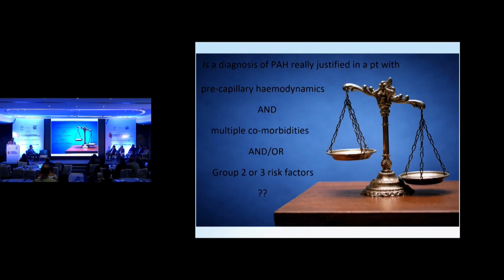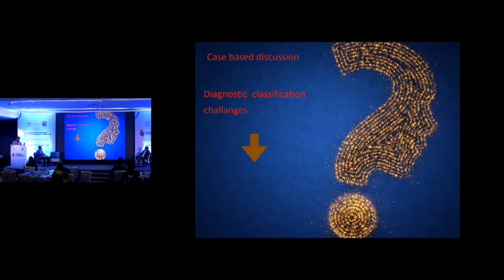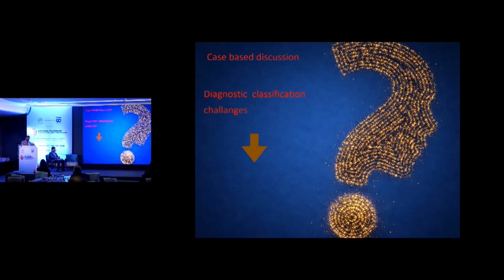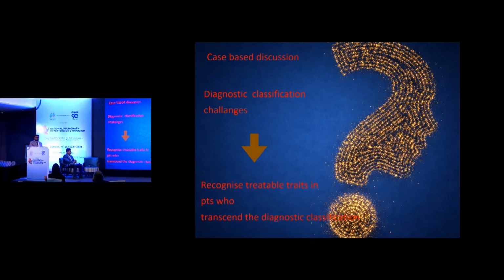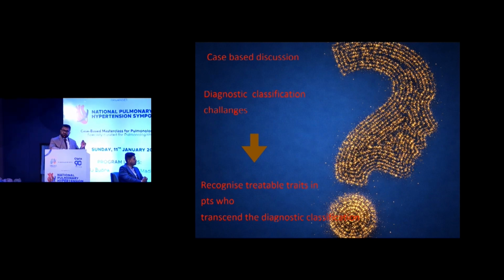So the question is, if a patient has pre-capillary hemodynamics and also has risk factors for cardiac and lung disease, is it justifiable to diagnose PAH in those cases? And how are we going to take this question? We are going to have a case-based discussion where we will see what challenges we face during the classification, and through those challenges, we would try to identify the treatable trait so that each patient can be offered the right treatment.